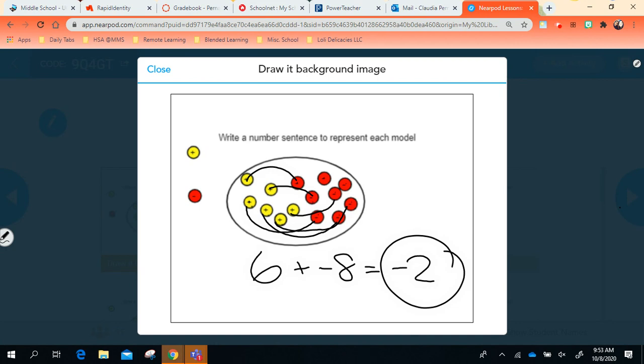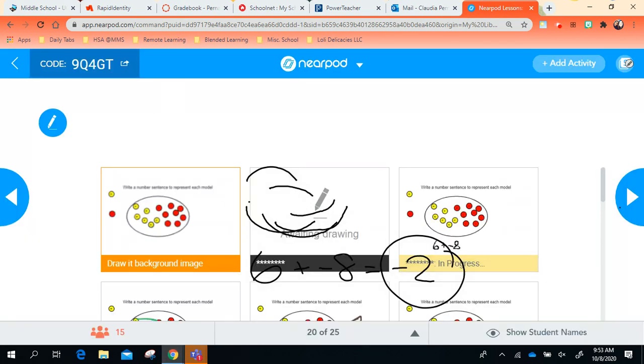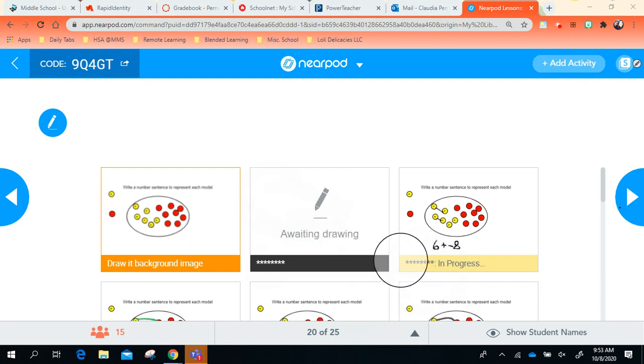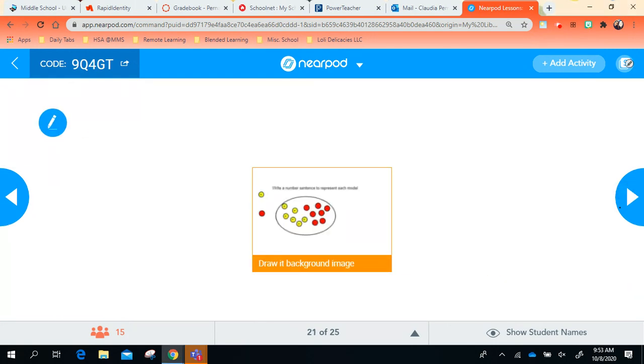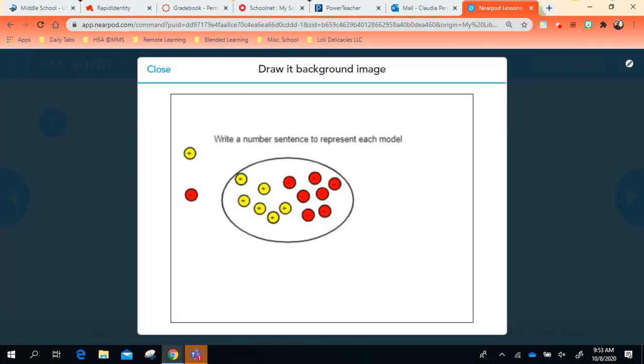You get to do the next one. All by yourself. I'm moving it, people at home. You get to do the next one. Write a number sentence to represent the model. And go.